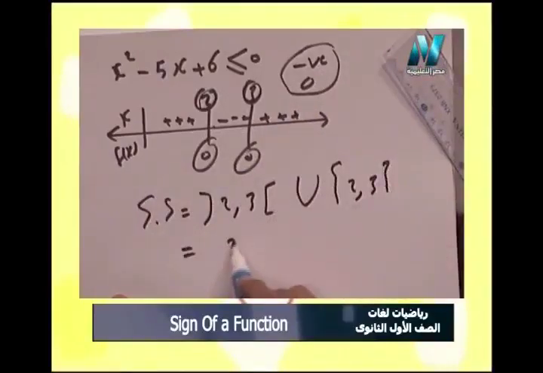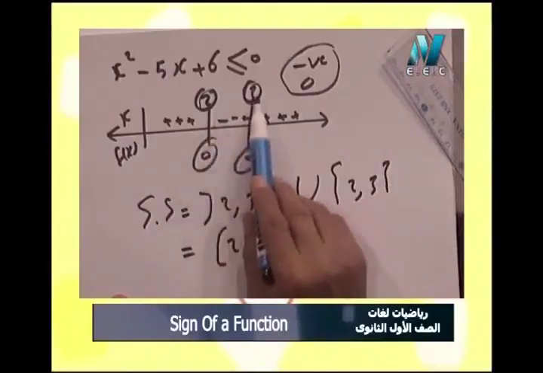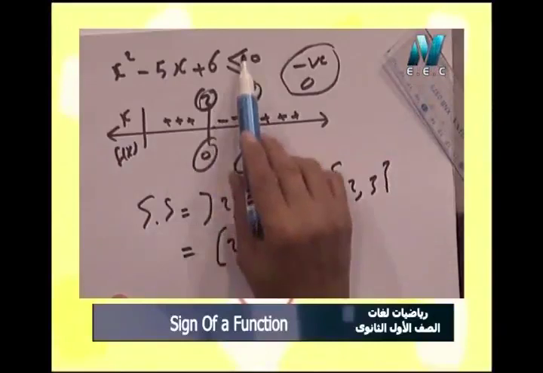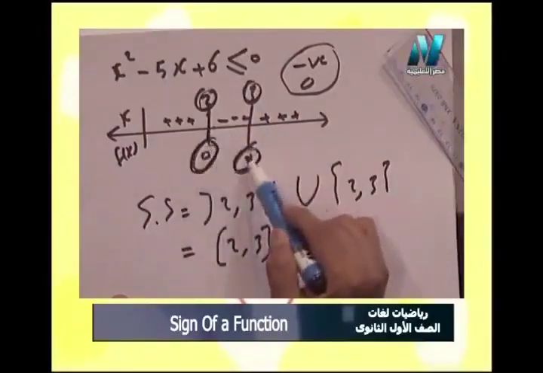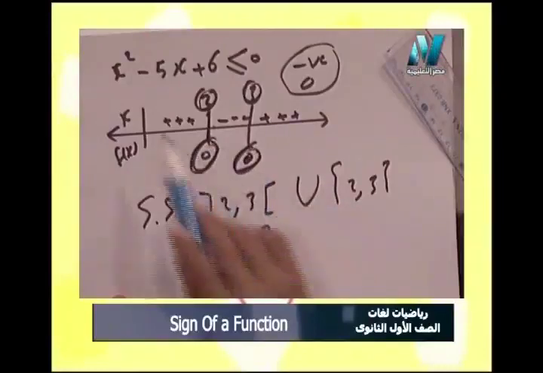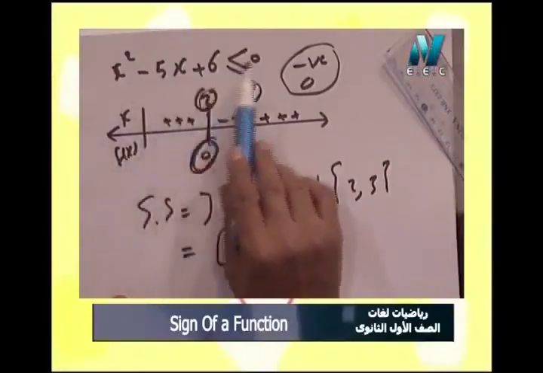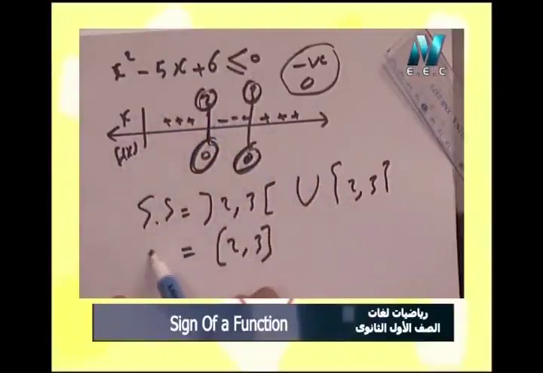It will be from 2 to 3 but closed now, because from 2 to 3 is the part of negative, which is less than 0, and the endpoints give zeros to the function. So for x power 2 minus 5x plus 6 less than or equal to 0, its solution set will be from 2 to 3.